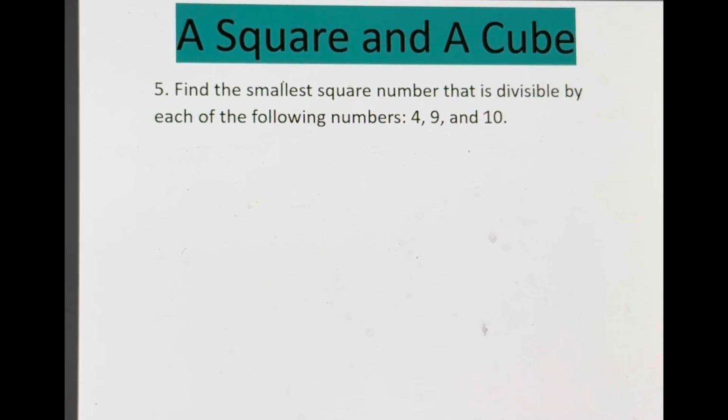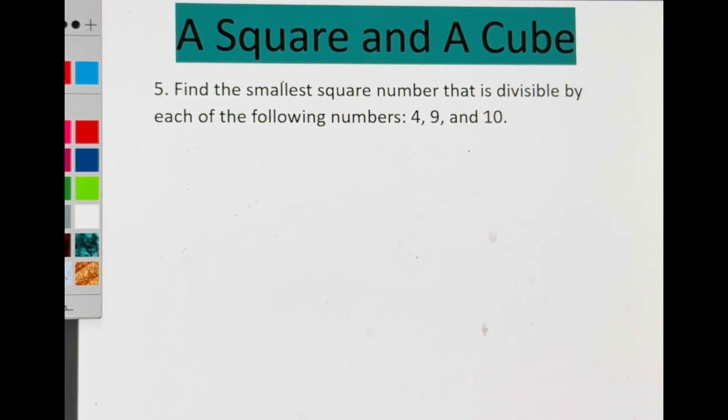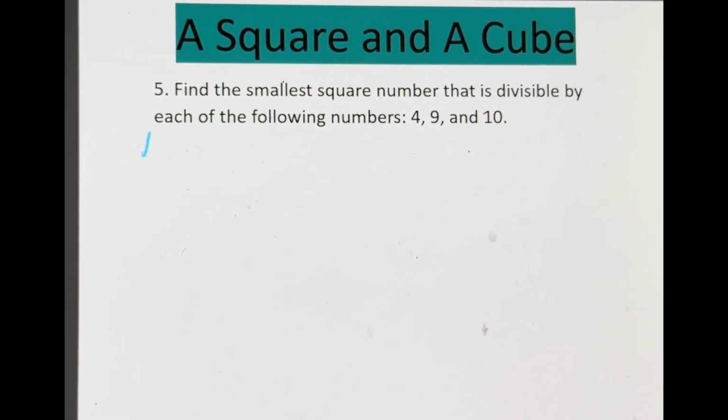Question number 5. Find the smallest square number that is divisible by each of the following numbers: 4, 9 and 10. Now for such questions, first you need to find out the LCM of the given numbers. Right, so the numbers are 4, 9 and 10. We find out its LCM.